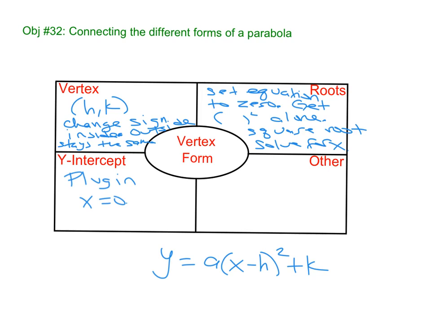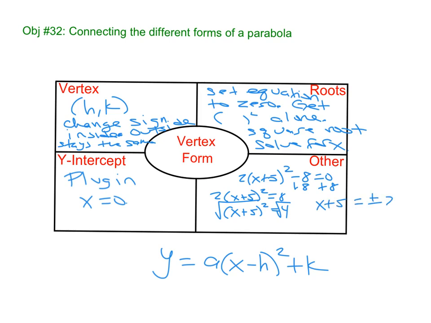Right. So for example, if I have 2 times x plus 5 squared minus 8 equals 0. Let's put an example here. So I'm going to add 8. 2 times x plus 5 squared equals 8. Divide by 2. So that I isolated, right? And then we take the square root. X plus 5 equals plus or minus 2. Don't forget the plus or minus, and then minus 5.